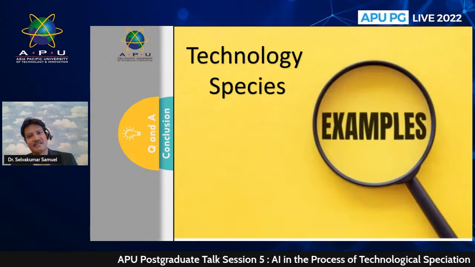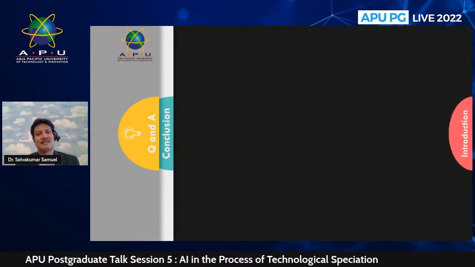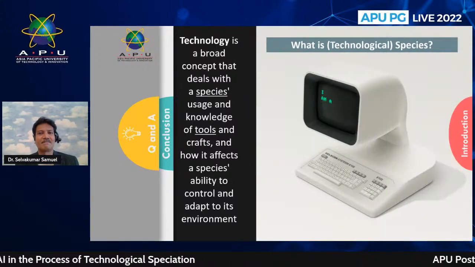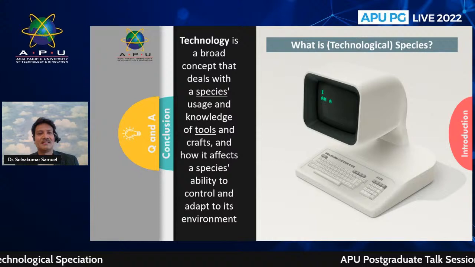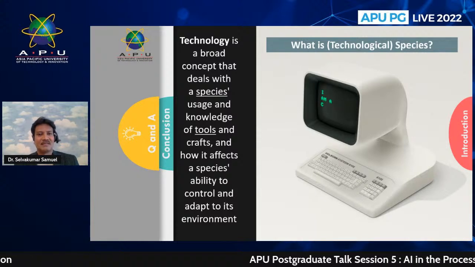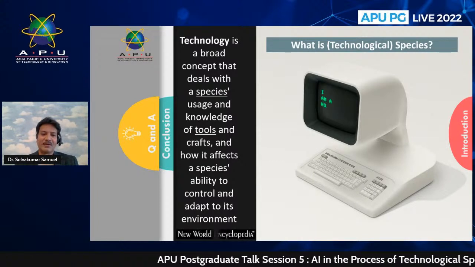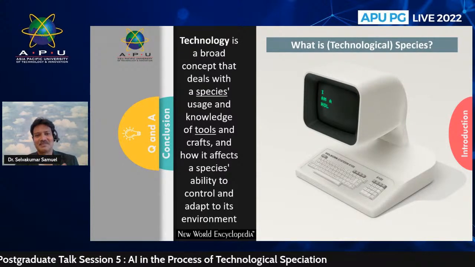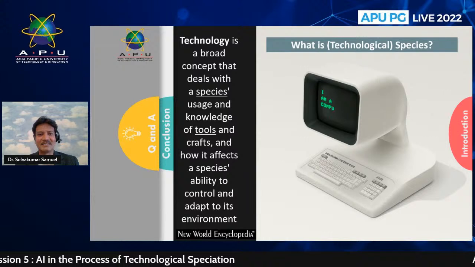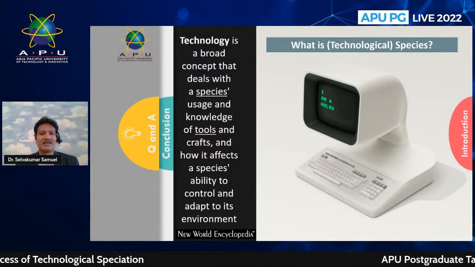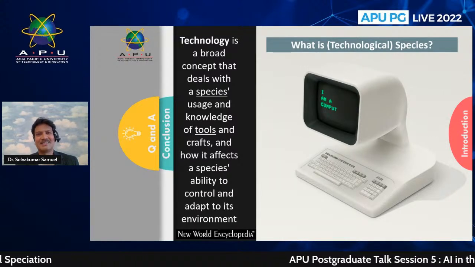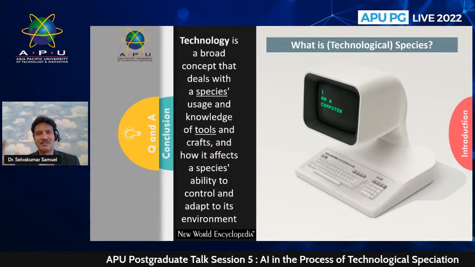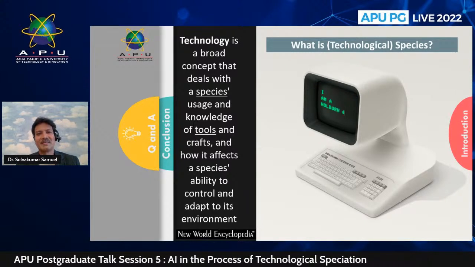What about the technology side? I found a definition to understand technological species. This definition is taken from the New World Encyclopedia. Technology is a broad concept that deals with species usage and knowledge of tools and crafts and how it affects a species. So almost in a similar way, it is also explained, similar to Charles Darwin.